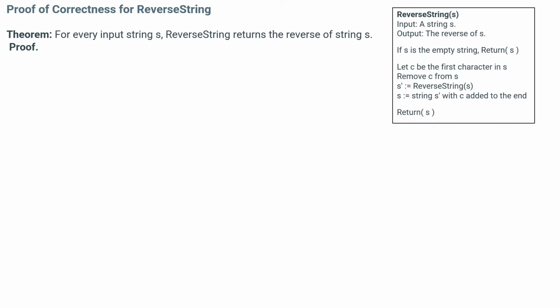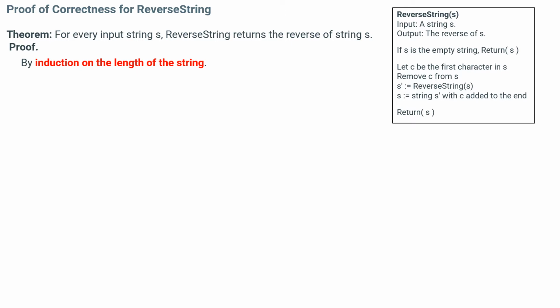Now, what would we be trying to prove? Remember, we're trying to prove that it does what it says it does. What does it say it does? Well, it says it reverses the string. So we could say that our theorem is, for every input string S, reverse string returns the reverse of string S. Basically it's saying the return from this algorithm is going to be the reverse of what was input. Okay, so we're going to prove this by induction, and we'll say it's done by induction on the length of the string.